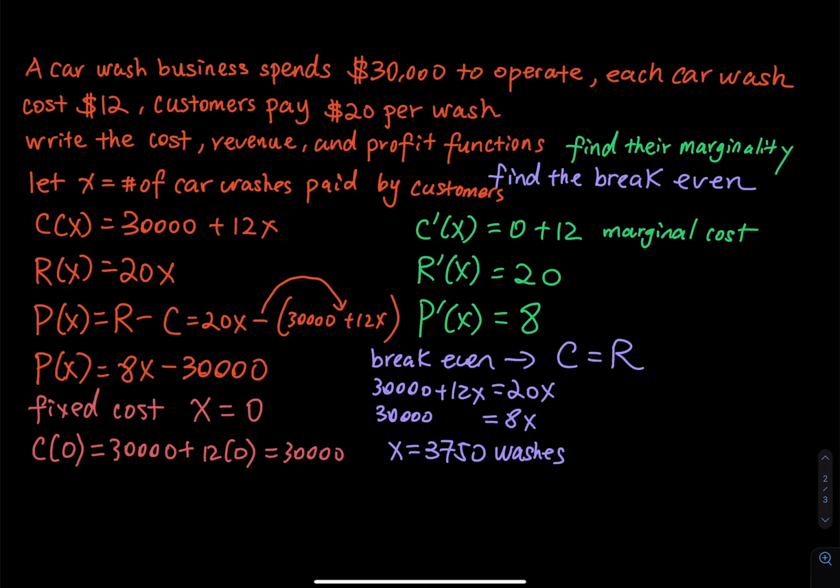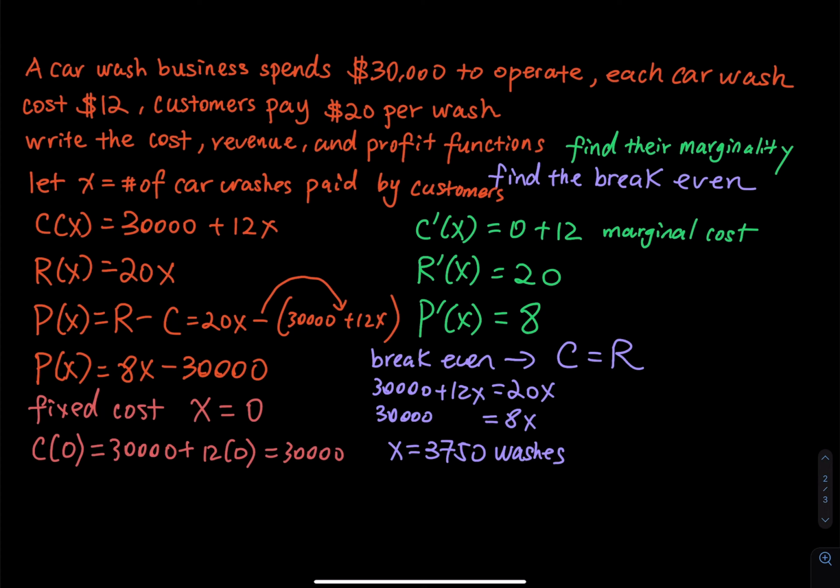So what does that mean? That means if you sell 3750 washes, then you will break even. So your cost is equal to your revenue. Cost equals revenue means you do all the work, but you are not earning any profit. So you do all the work for nothing.